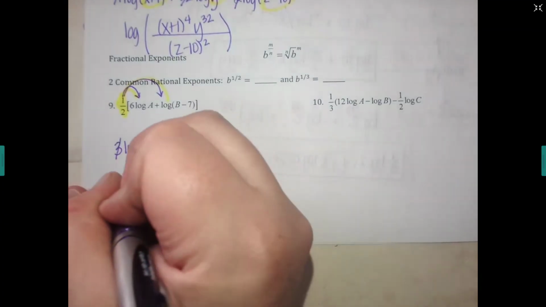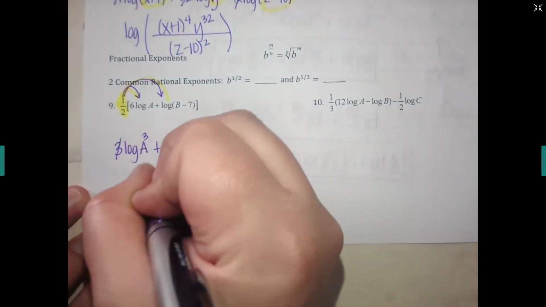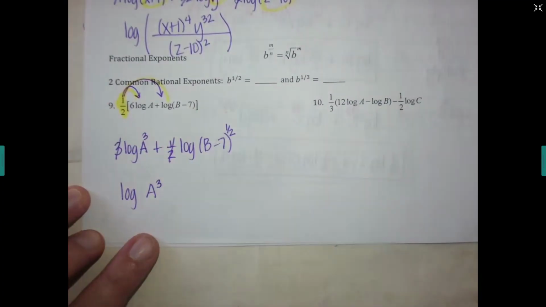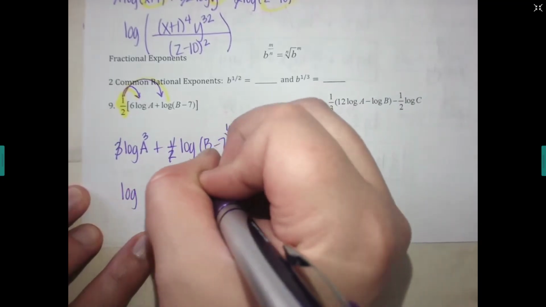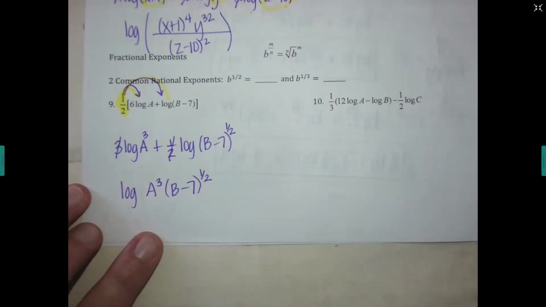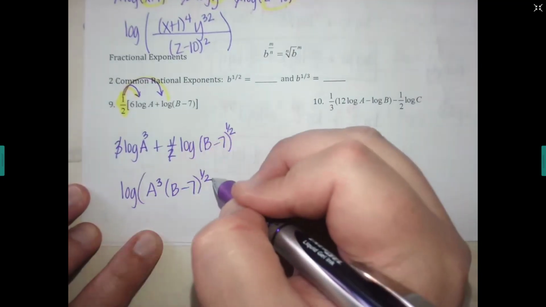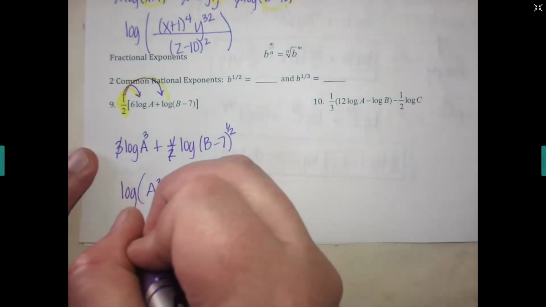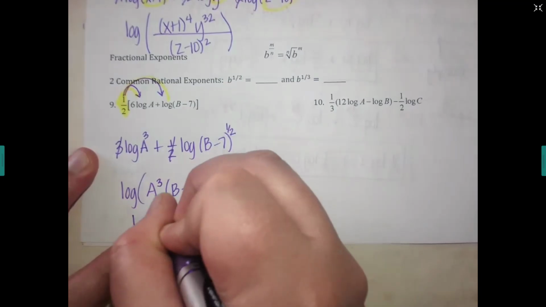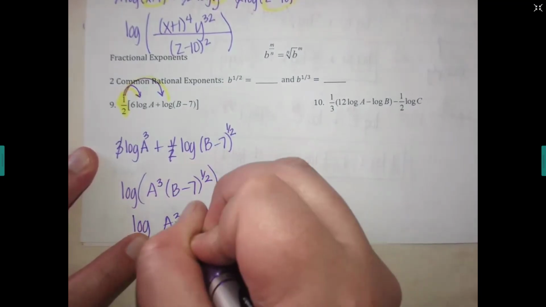So I'll have log A, 3, and then B minus 7 to the half. Now, Delta Math is going to count that wrong because what is a half the same as? It is the same as 0.5. What symbol? Square root. So yeah, this should be log A3 square root B minus.